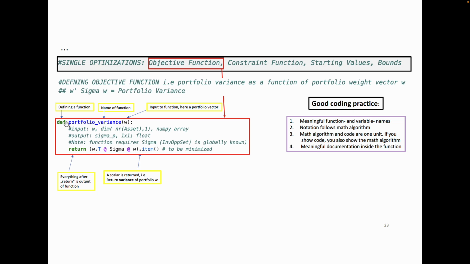Then you have a free space, and then comes the name that you assign to that function. Here I call it portfolio_variance. So it's short and it's meaningful. And now in parentheses or in brackets, I have the input to the function, which is w. So again, it's short. It's meaningful because w is a portfolio vector, but in addition I add comments inside my function.